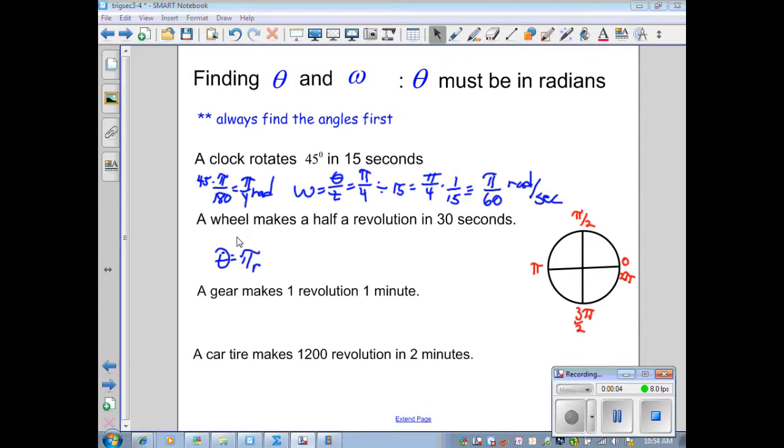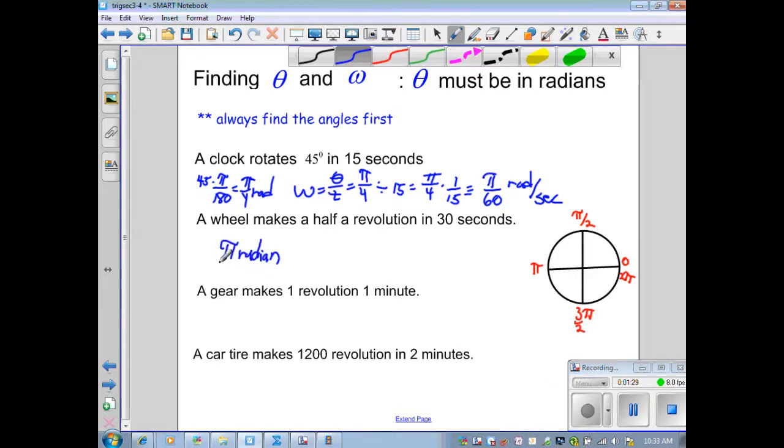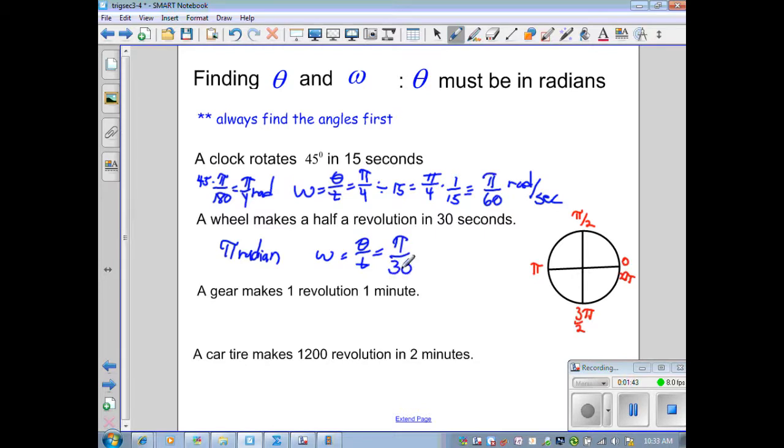For this example, we know that a wheel makes a half a revolution in 30 seconds. Therefore, if we take a look at the unit circle, from 0 degrees to 180 degrees, that would give us a half a revolution, or that would give us a theta that is pi radians. Now that I have my theta, I can just solve for omega. Omega, recall, is theta over t. Here, my theta is going to be pi, and my time is 30 seconds. Then I'm going to have pi over 30 radians per second.